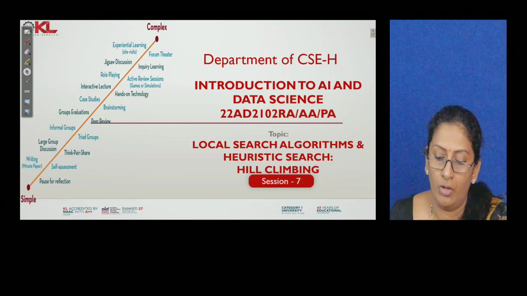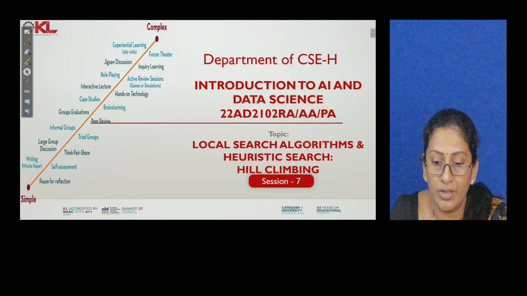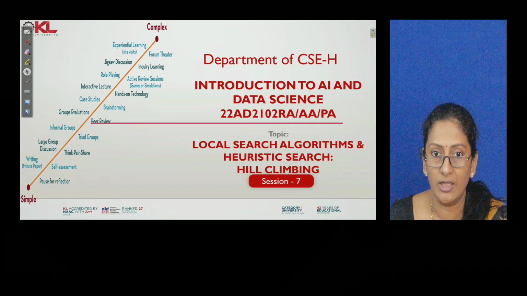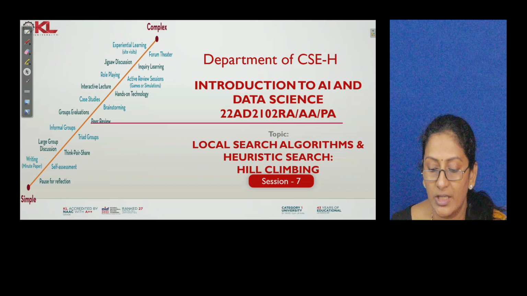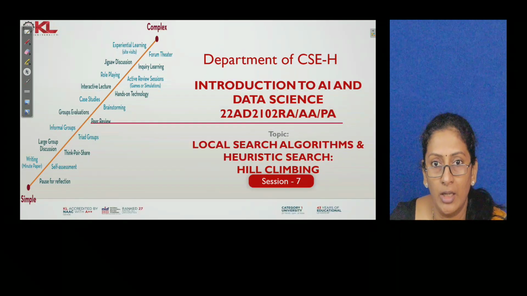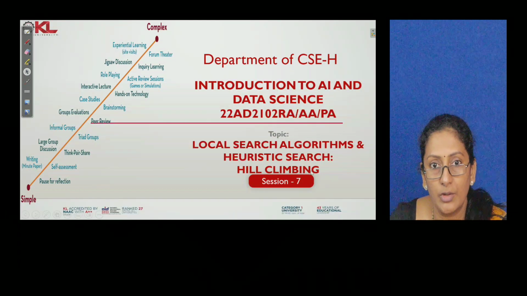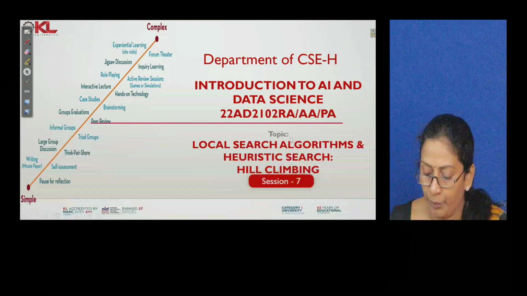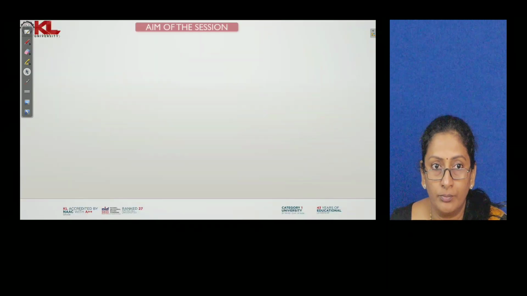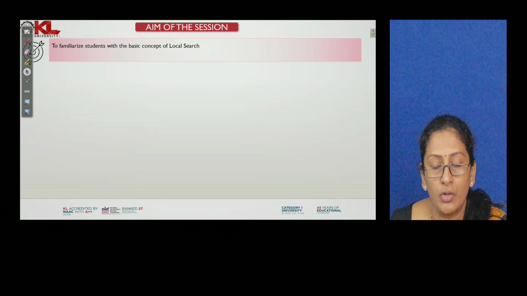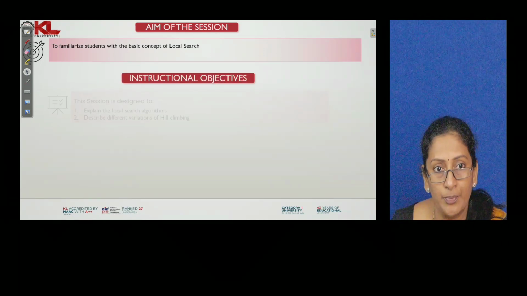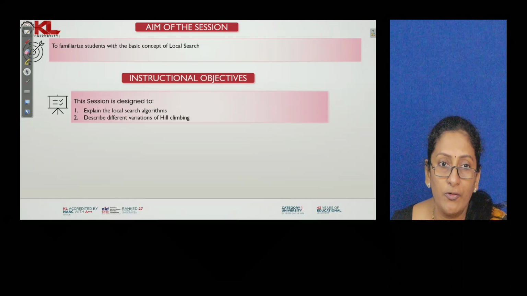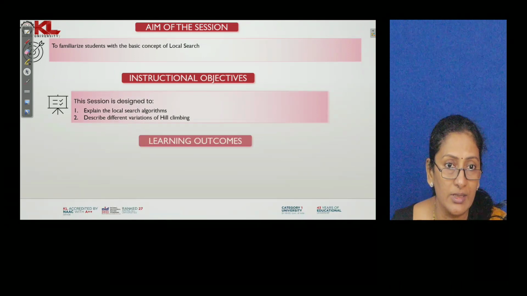Okay. In this session, we are going to discuss local search algorithms and one of the heuristic search techniques, that is hill climbing. These two are parts of Introduction to AI and Data Science. In this session, we are going to discuss what a local search is, and we are also going to discuss different types of hill climbing technique.